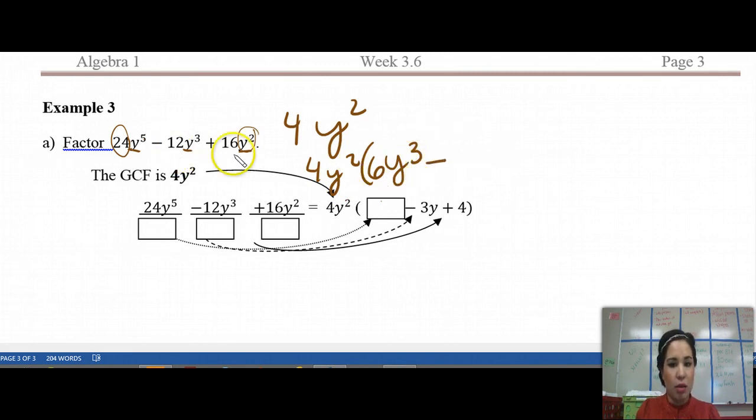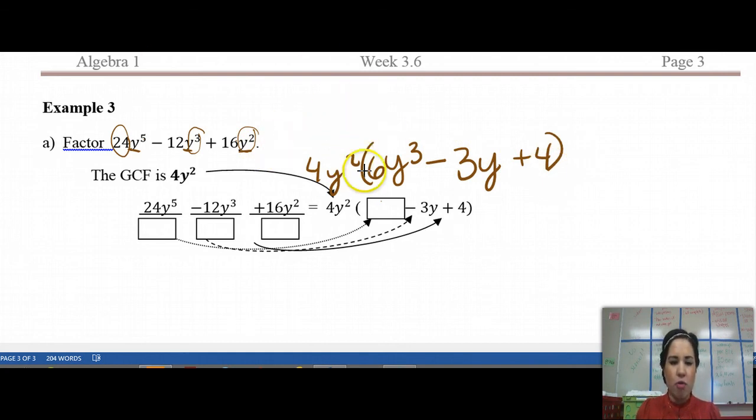Let's go to the next one. I know it's a negative because this is a negative 12. I divided it by 4, so that's going to be negative 3. I took out y squared, so I just need one more y to make this a y cubed. Okay, let's do the last one. 16 was divided by 4. That gives me 4. y squared times what to give you y squared? Well, that's just nothing. So then we're done. We have 4y squared times 6y cubed minus 3y plus 4.